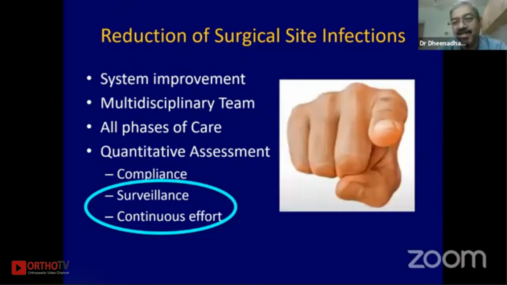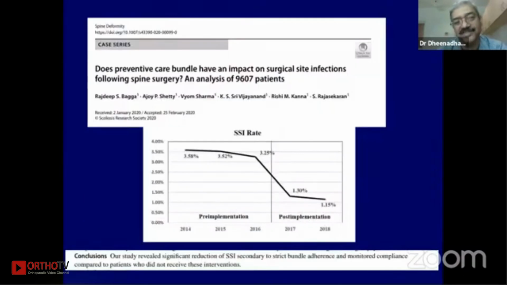If you look at what is the single culprit that you would think, it is always you or me. It is the surgeons who must fall in line. If the leader falls in line, then I think the entire team would fall in line, where the philosophy of surgical site infection will come into everybody's mind and efforts.